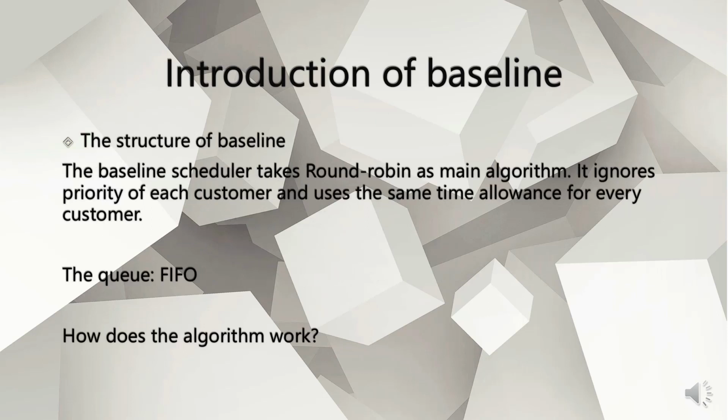The baseline scheduler takes round robin as our main algorithm, with no priority and the same time allowance for everyone. And just as in real life, the waiting queue for customers should be first in, first out. So let's look at how this algorithm really works.